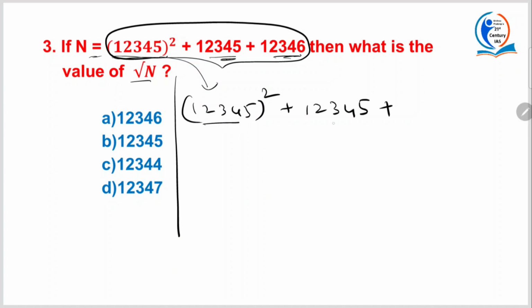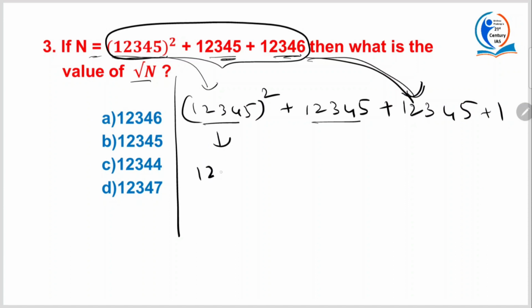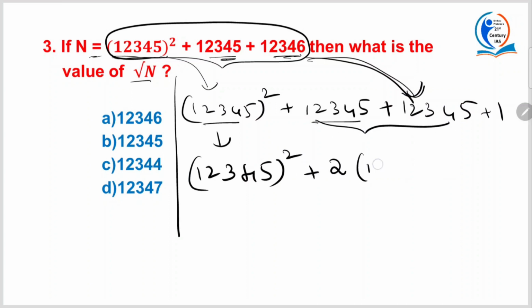So here we have 12345. Here we have 12345. But here we have 12346. So split that number. 12346 into 12345 plus 1. Now why am I doing this? You will get in this step, 12345 square plus 2 into 12345 plus 1 square.